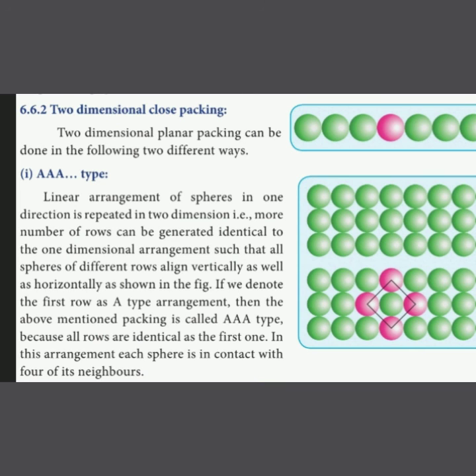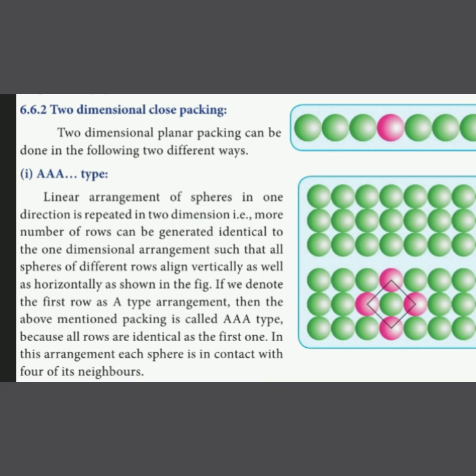Next, in two-dimensional close packing, the arrangement has to be made along the x-axis and the y-axis. In two-dimensional close packing, there are two types. One is AAA type and the second is ABAB type. First I will discuss the AA type. That means however the first row is arranged, similarly the second row and the third row are arranged. Continuously arranged like this, it is called AAA type.